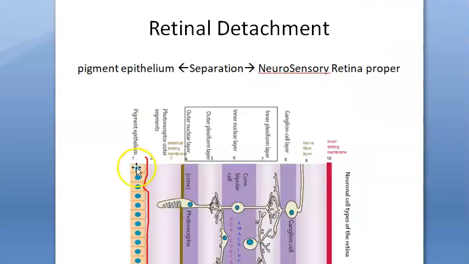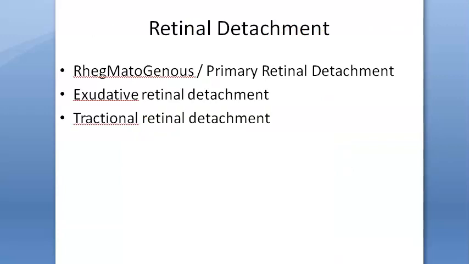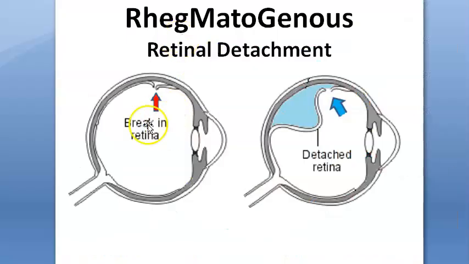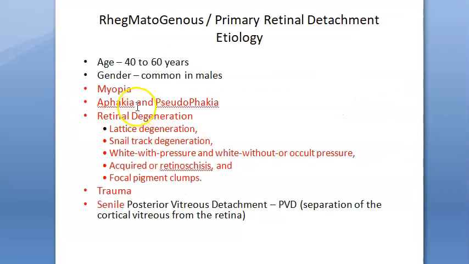Retinal detachment means between the layers of the retina you have separation, so that is retinal detachment. In that you have three types: rhegmatogenous, exudative, tractional. In rhegmatogenous, there should be a break through which the vitreous will enter and cause the detachment. So basically here you need a break, remember.